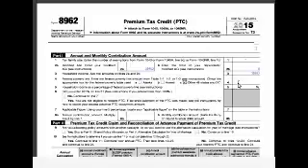That means if you are single, or head of household filing with 2 kids, your family size is going to be 3. If you are single, just you, it's going to be just 1. Let's check it out.